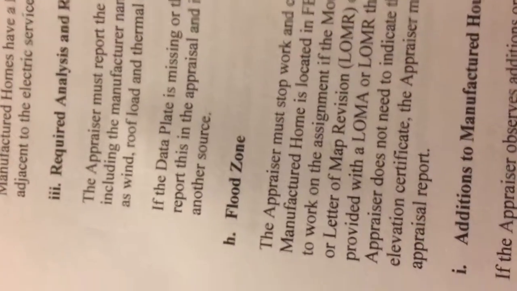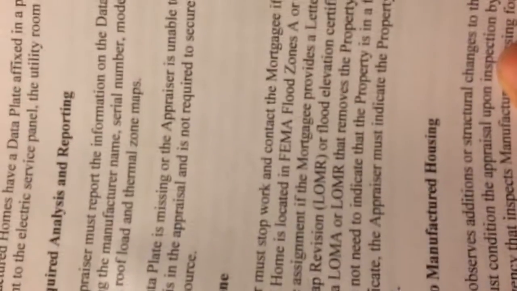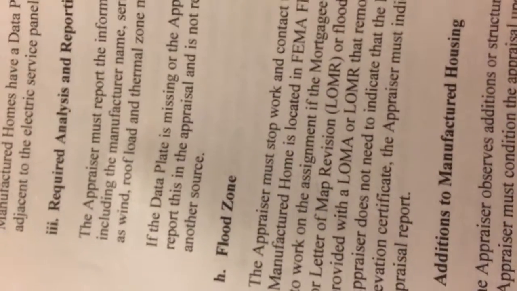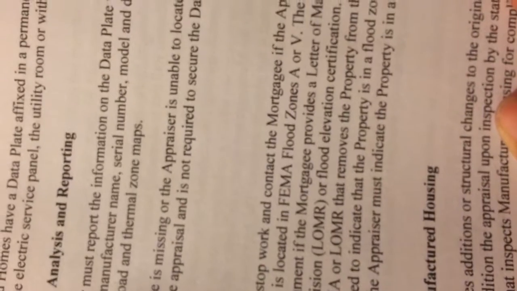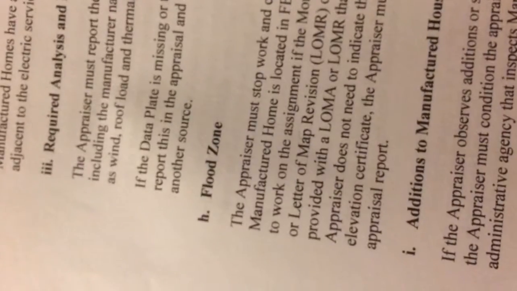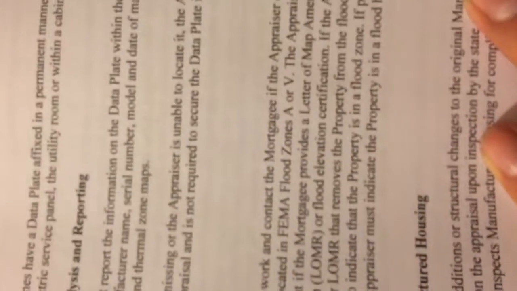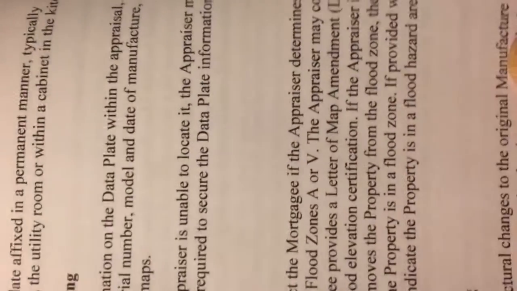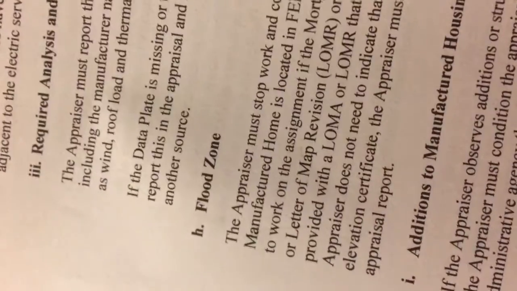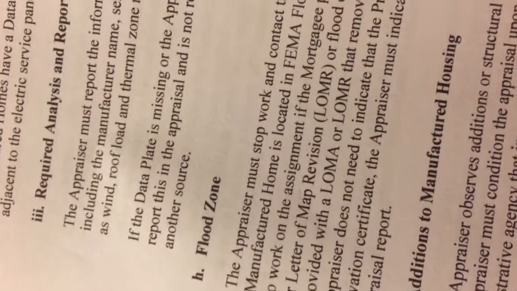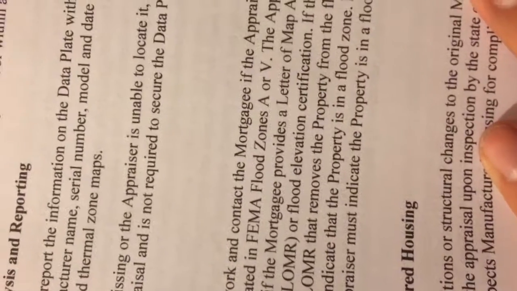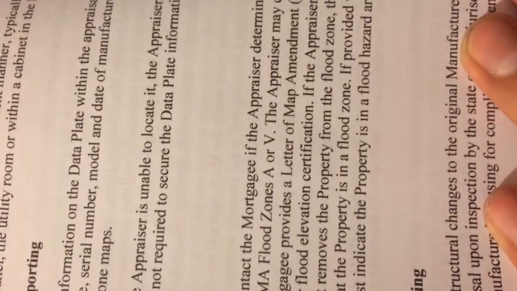H. Flood zone. The appraiser must stop work and contact the mortgagee if the appraiser determines that a manufactured home is located in FEMA flood zones A or V. The appraiser may continue to work on the assignment if the mortgagee provides a letter of map amendment, LOMA, or letter of map revision, LOMR, or flood elevation certification.